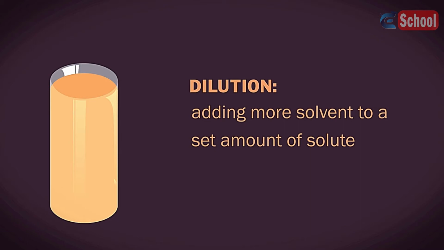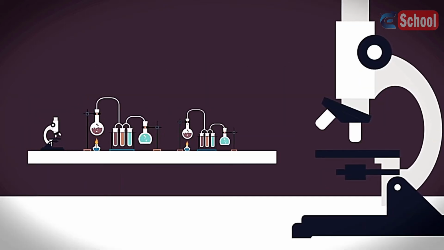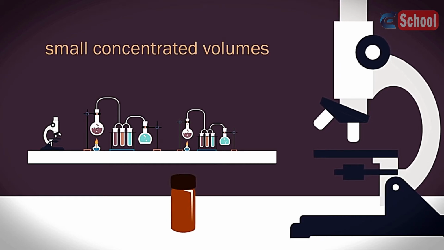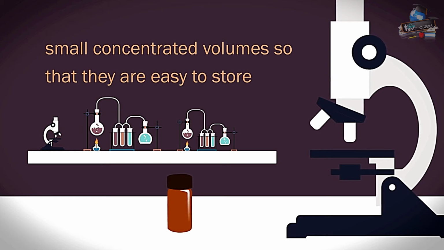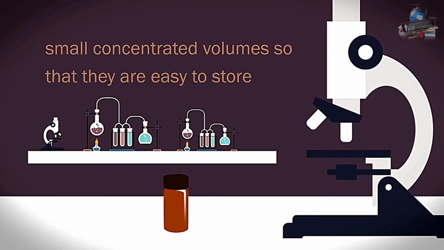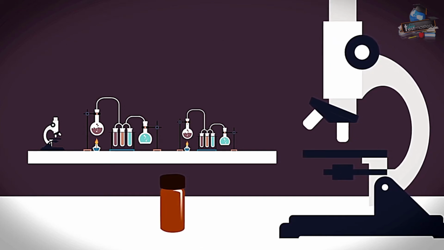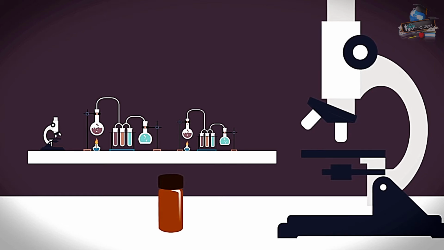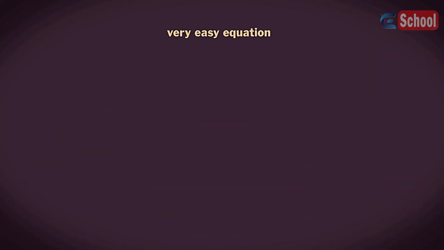So, why do we dilute things in chemistry? In laboratories, solutions usually come in small concentrated volumes so that they are easy to store. You then need to dilute them to a known lesser concentration to use them, such as for titrations. But dilutions are really important for many other things too, such as for doctors and in microbiology. The good news is that there is a very easy equation to help us calculate dilutions.